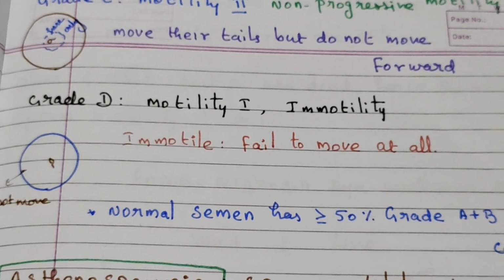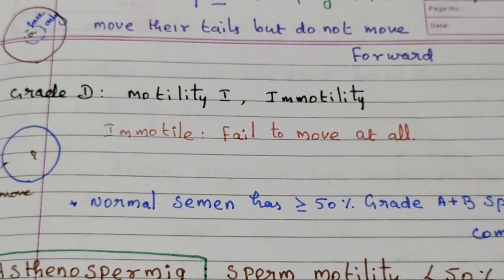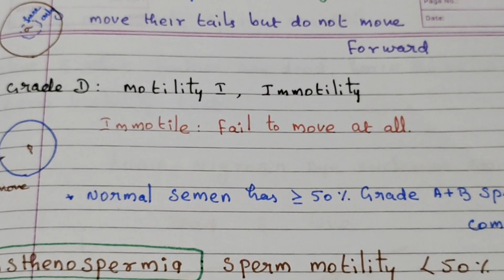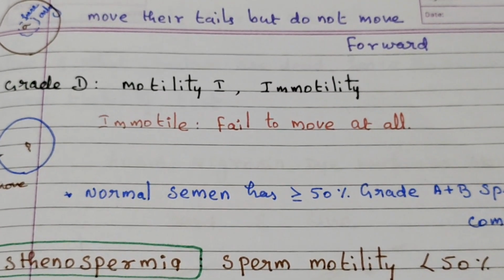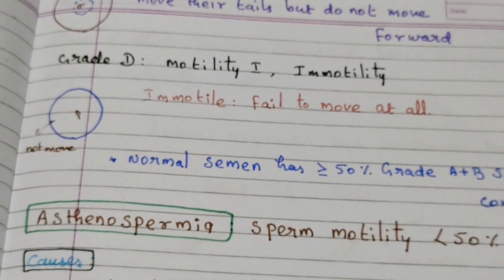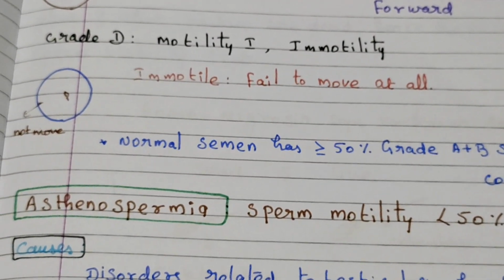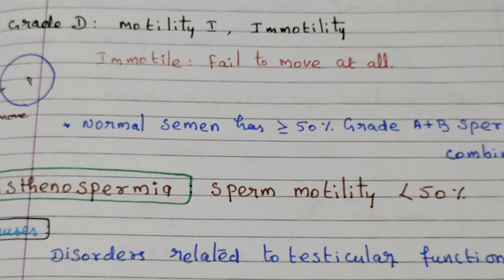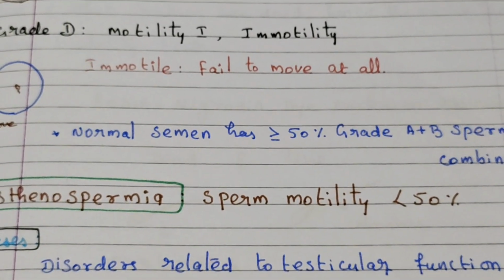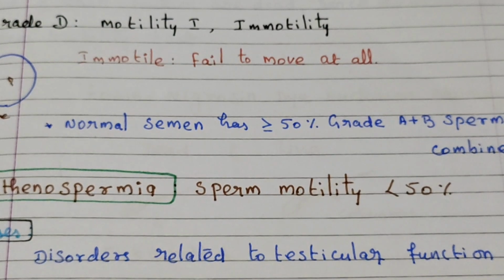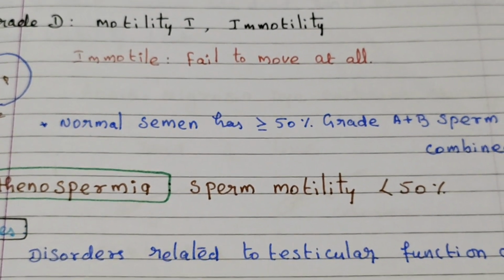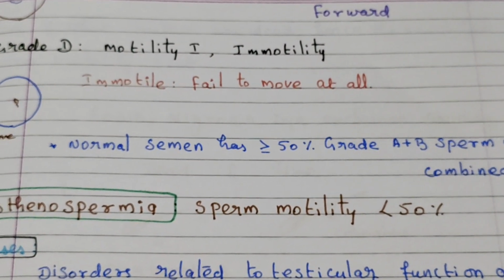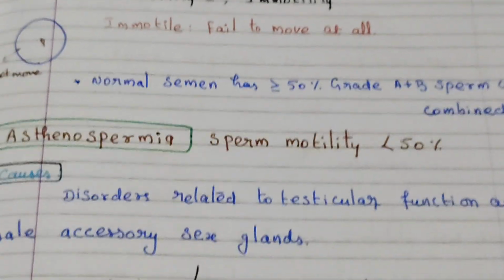Normal semen contains at least 50% grade A plus B sperm cells combined. Low sperm motility, below 50%, is known as asthenospermia. Asthenospermia can be a symptom of a disorder related to testicular function and the male accessory sex glands. It can also be a sign of infection or injury in the male reproductive tract. In case of reduced sperm motility, the semen sample would also be checked for sperm viability.